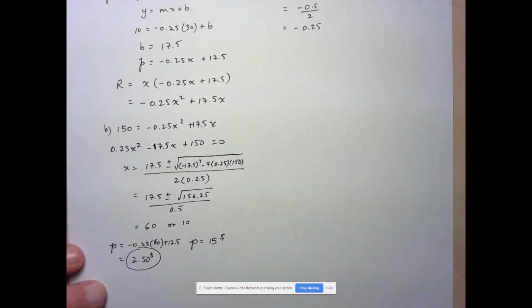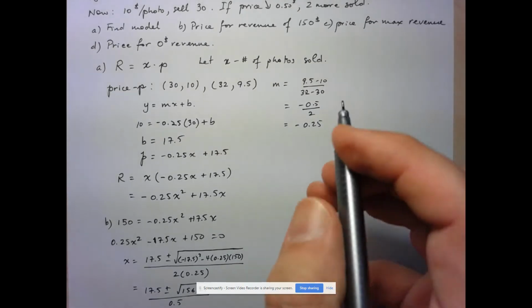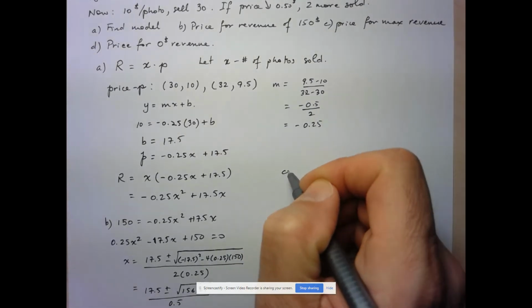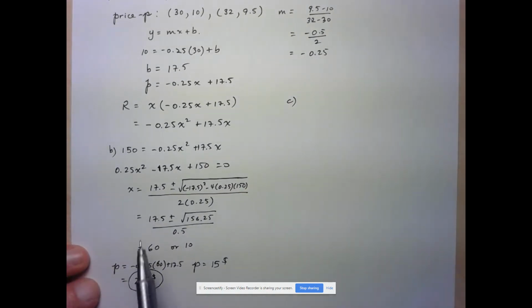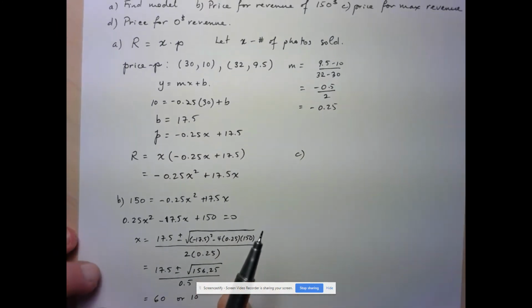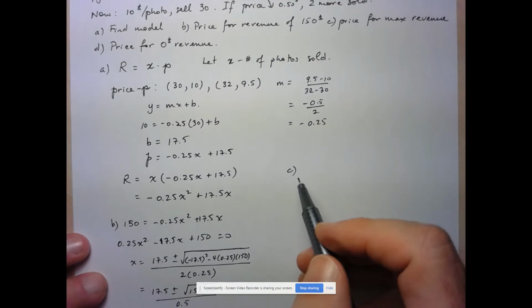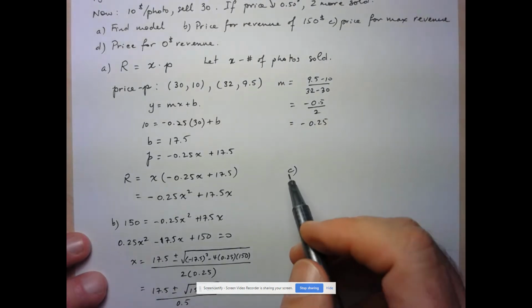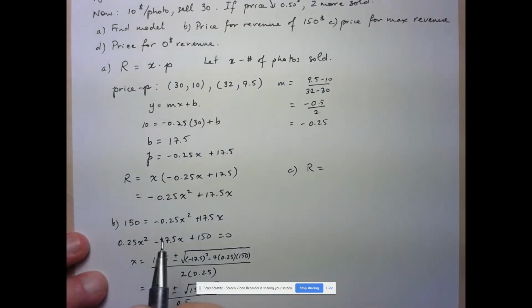All right, so let's take a look at part C. So here we want the maximum revenue. So notice here how in part B there was nothing that had to do with maximum or minimum, so I expected to be solving a quadratic equation, whereas here now I'm looking for a maximum revenue, so I should be looking to find the vertex. So I'm going to take my revenue function here and I'm going to find the vertex.